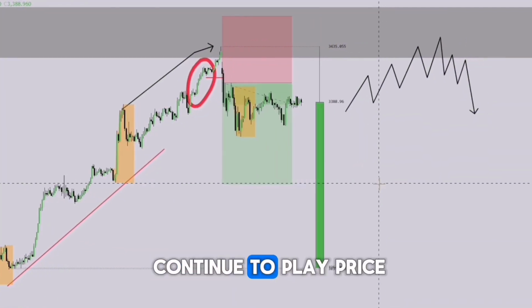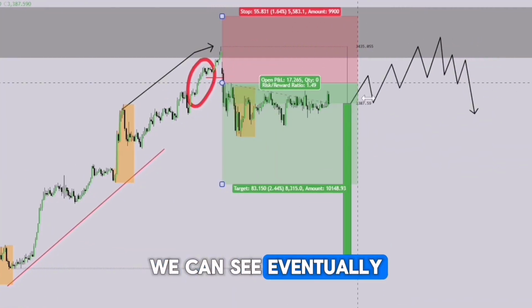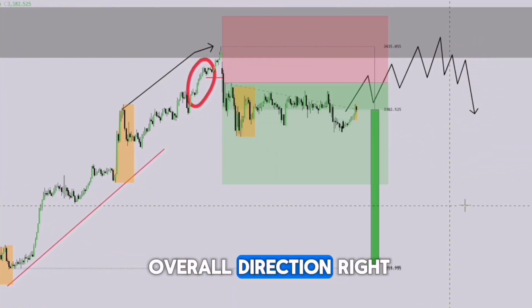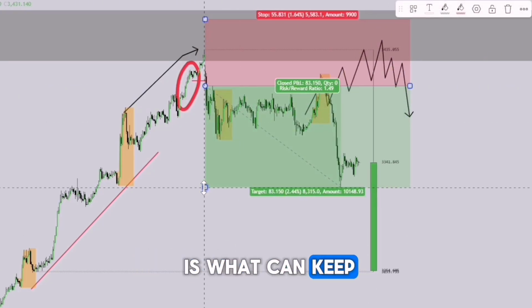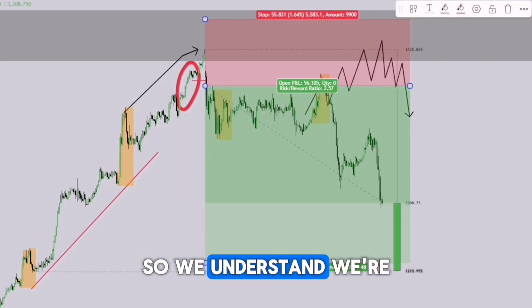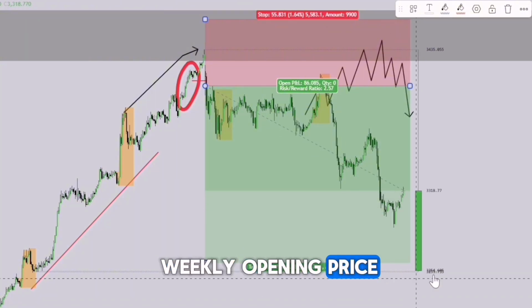So if we just continue to play price on a little bit, we can see eventually price melting in our overall direction, right? So again, the weekly opening price is what can keep you inside of the trade, right? So we understand we're just aiming towards the weekly opening price.